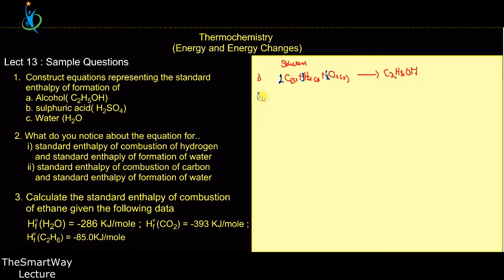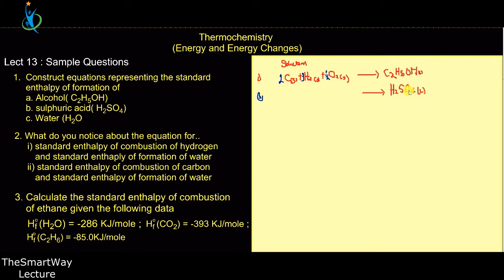The B part of the question is sulfuric acid. So we are going to form sulfuric acid, H2SO4. Remember, this one comes in the form of a liquid. It's very important to write the state. So this is also in the form of a liquid.